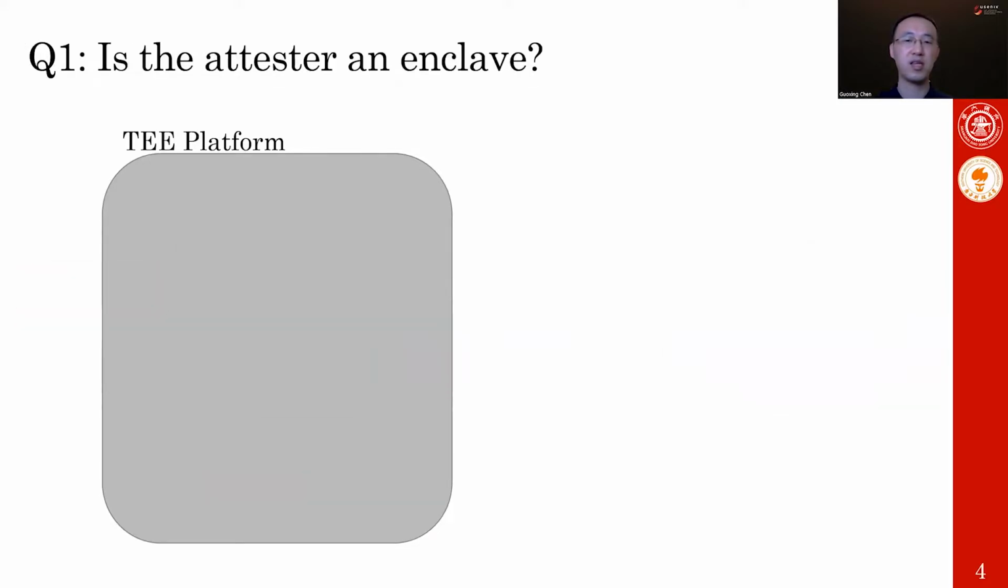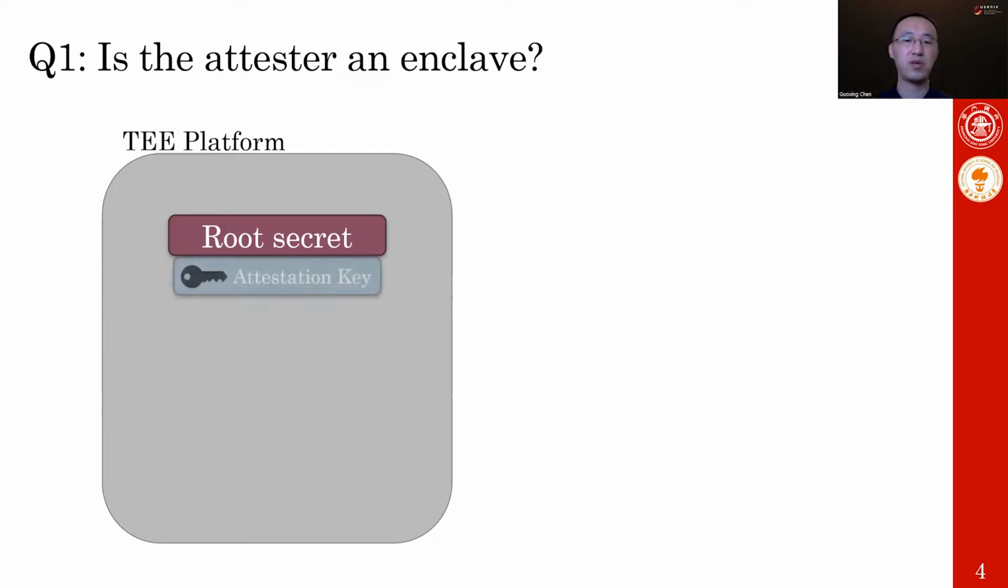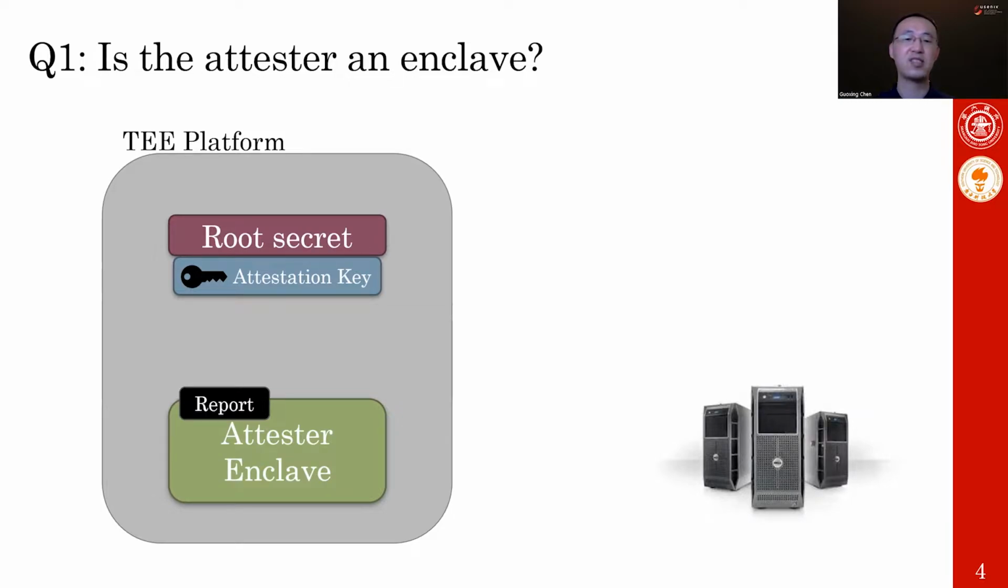Question 1, is the attester an enclave? The root of trust of the remote attestation procedure lies in some specific component within the processor, such as the root secret, which is bound to the processor's eFuse. This root secret can be used to endorse a particular private key called the attestation key, which is used to sign the report generated by the attester to prove to a verifier that the attester is indeed an enclave running on an authentic TEE platform. Hence, when the signed report is verified to be valid, the verifier can be assured that the attester is indeed an enclave.